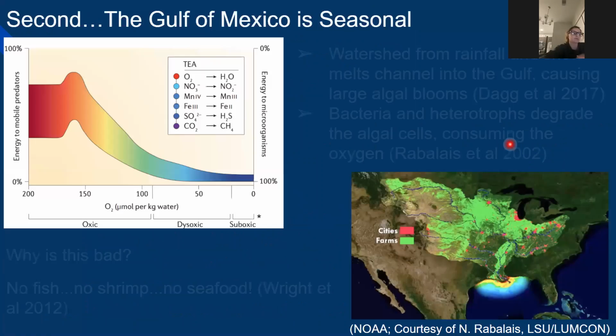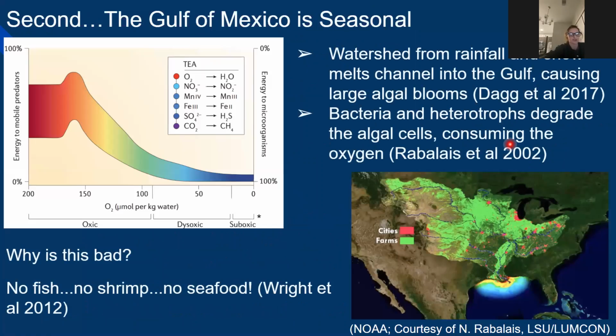Secondly, currently the Gulf of Mexico is described as being a seasonal hypoxic region. In the summer, ice begins to melt and the watershed channels excessive nutrients from runoff into the warm Gulf of Mexico by the Mississippi River. The map shows where the runoff is coming from. The runoff causes an algal bloom in the Gulf.